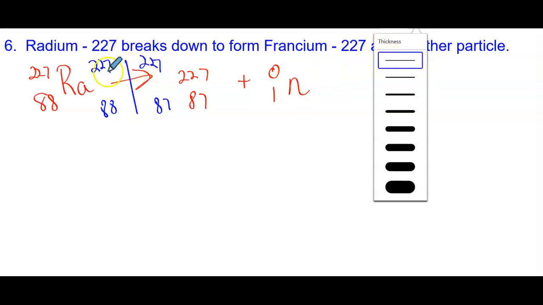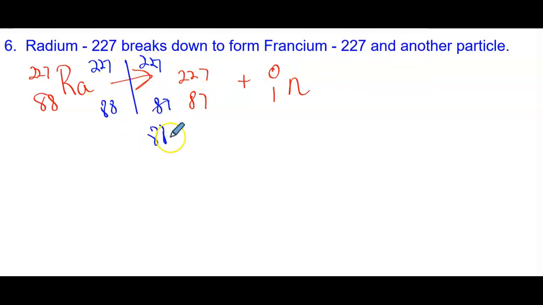So we've got 227, 0, 227 plus 0 is 227, 87 plus 1 is 88. So the top numbers are equal, bottoms are equal. We are good to go.